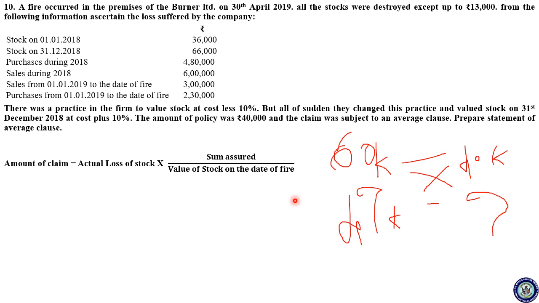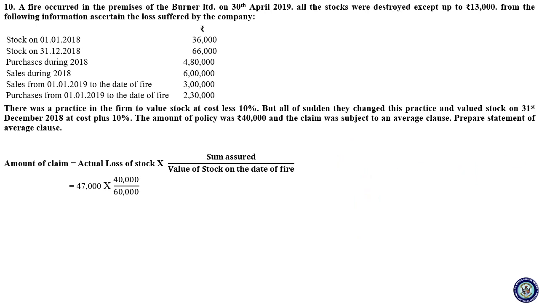Now, if you forget the formula, what can you do? You will write 47,000 into 40,000 divided by 60. Now, what is 47,000? That is the actual loss. So, you create one formula: actual loss into what is 40? That is the policy amount. You can write policy amount, divided by 60,000. What is this? The value of stock on the date of fire. That's all. That is the formula. So that is 47,000 into 40 by 60, that comes to rupees 31,333. So this is average clause.